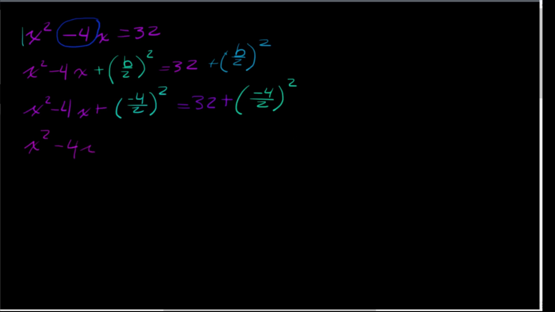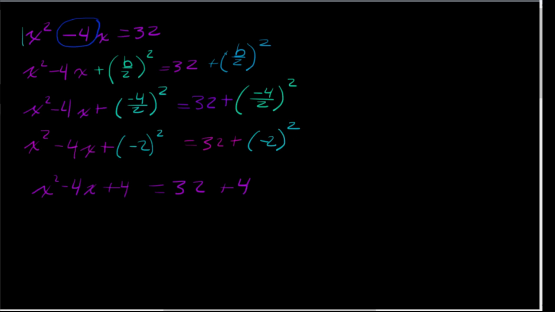X squared minus 4x, and I can simplify this next part. Negative 4 divided by 2 is negative 2. And again over here, negative 4 divided by 2 is negative 2. And I'm just going to keep going. Negative 2 squared is 4. Negative 2 squared is 4.